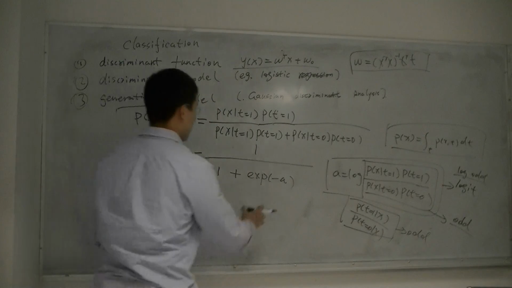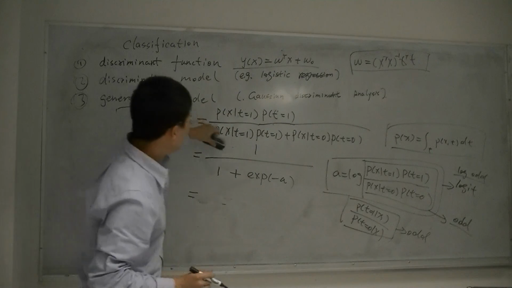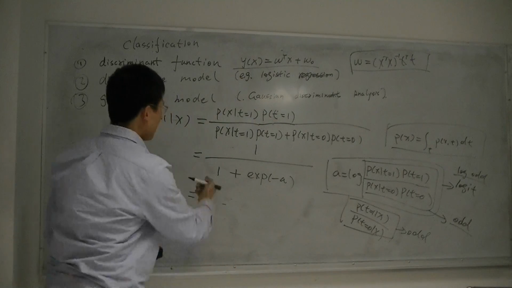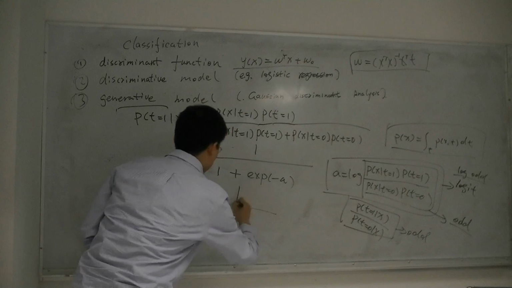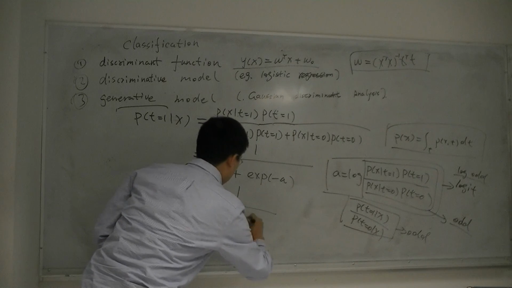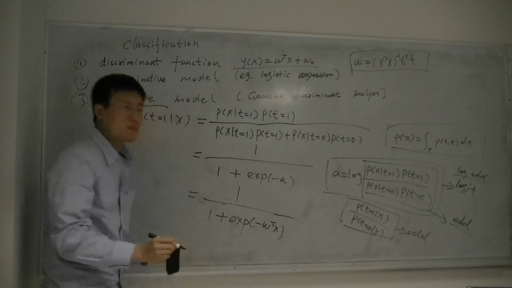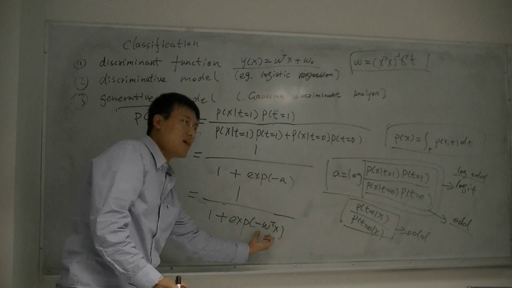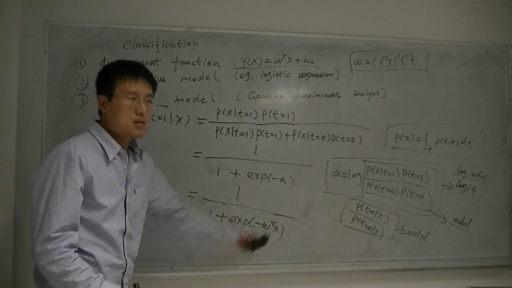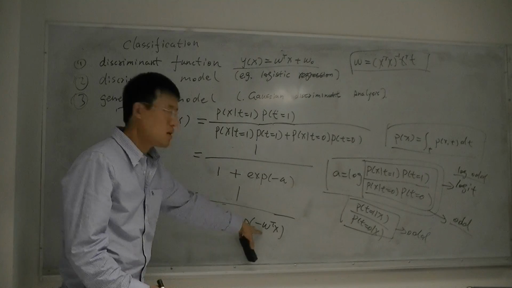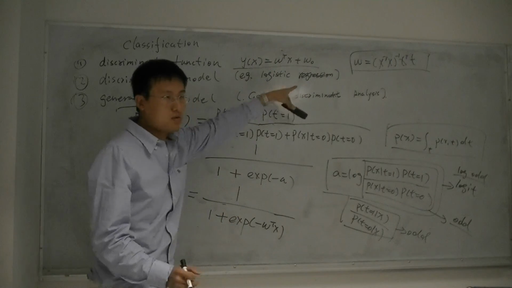In this case, if we don't want to evaluate this joint distribution, we simply use a linear regression model to approximate this function. We use something like this, a linear combination of x. And then we can do maximum likelihood with respect to the parameter omega. Then we get the logistic regression solution.